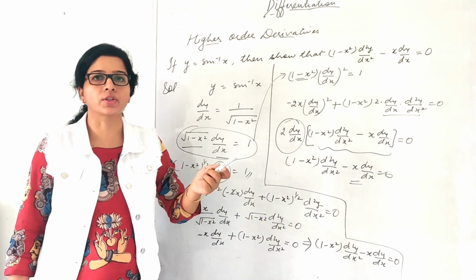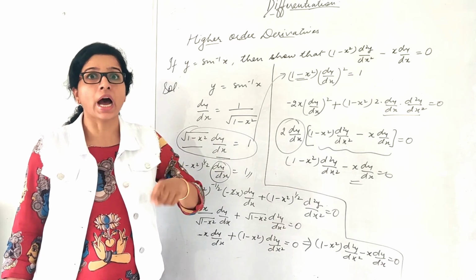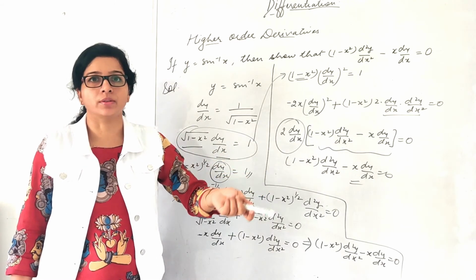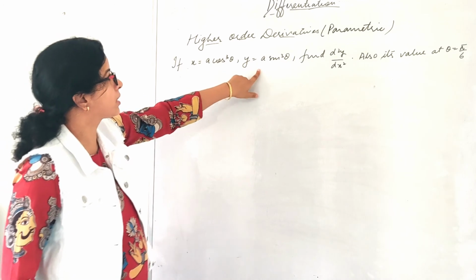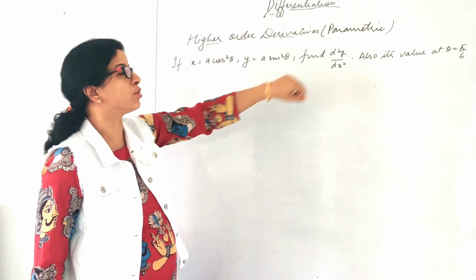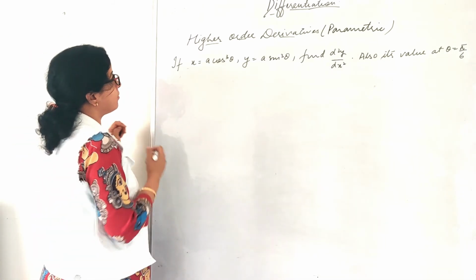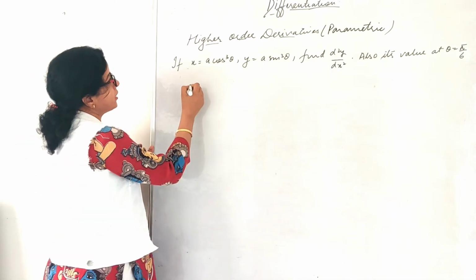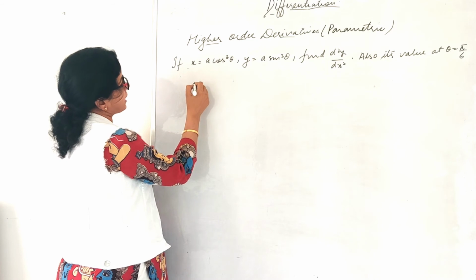Now let us check the derivative of the parametric equations. You know parametric equations, right? When your x and y are in terms of another variable. So now these are my parametric equations, and I have to find d2y by dx2 and also its value at theta equal to pi by 6. So first of all, we will find dy by dx. For that, first we have to find dx by d theta.